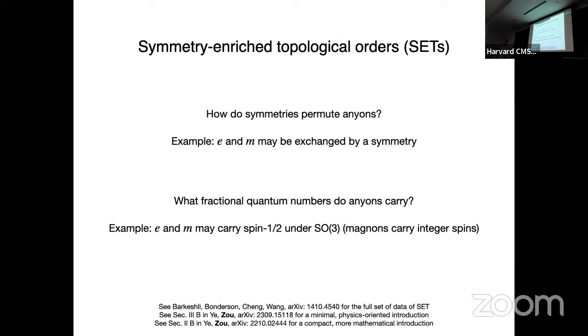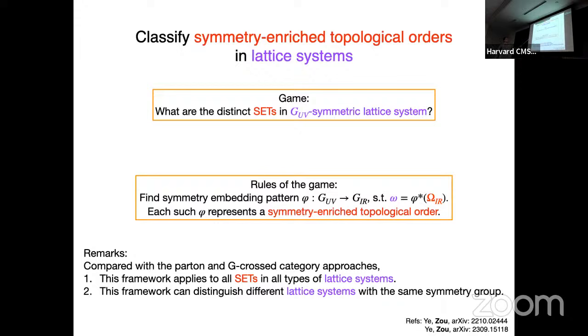So now, again, I want to ask a similar question. I want to ask, what are the distinct symmetry-rich topological orders in those lattice systems with symmetry, using the same method? I want to remark that this method, compared to the previous approaches, has the following features compared to the previous pattern mean field approach or the so-called G-cross category theory approach. This framework applies, in principle, to all SETs in all types of lattice systems.